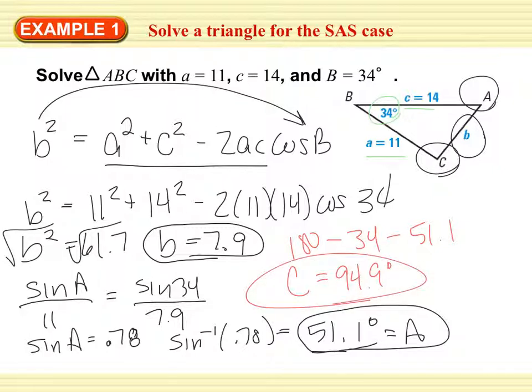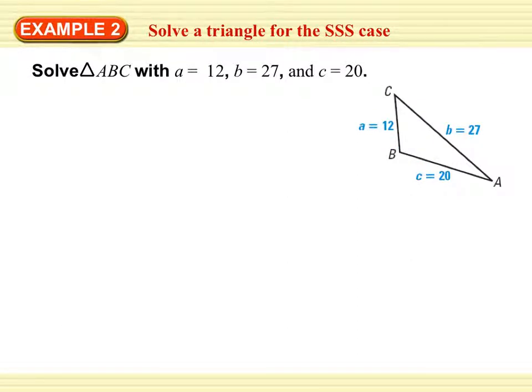Check my answers. Yep, 7.9. Cool. Angle A is 51.6. They got 51.1. Angle C, 94. They got 4. I got 0.9. So we're good. We're pretty close. So we had to use the law of cosines and then go back to the law of sines.